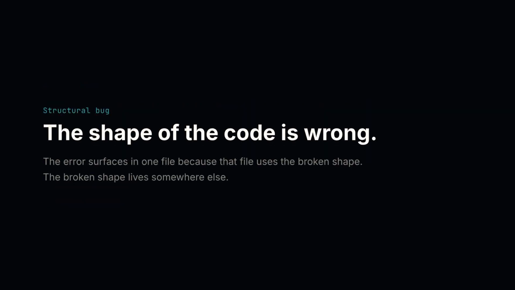A structural bug is different. The shape of the code is wrong. The error surfaces in one file because the file uses the broken shape, but the broken shape itself lives somewhere else. Patch the error site, and the same bug surfaces in the next consumer.